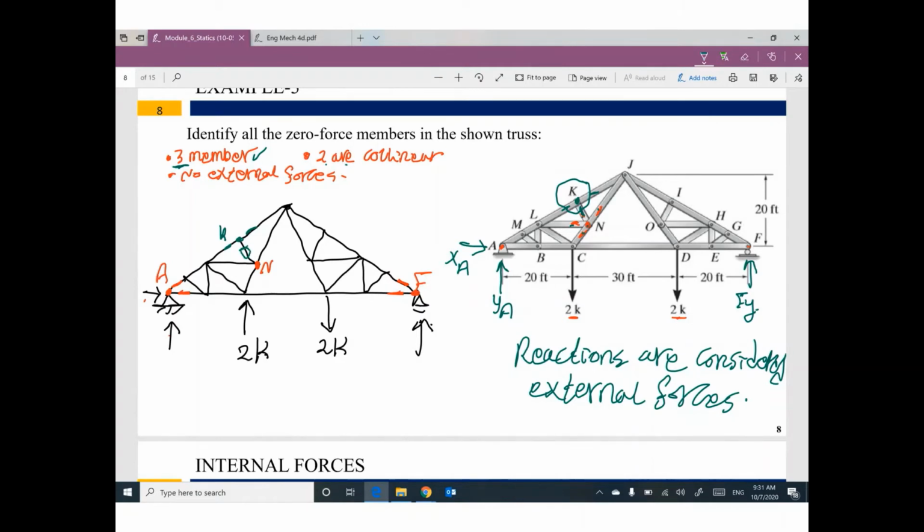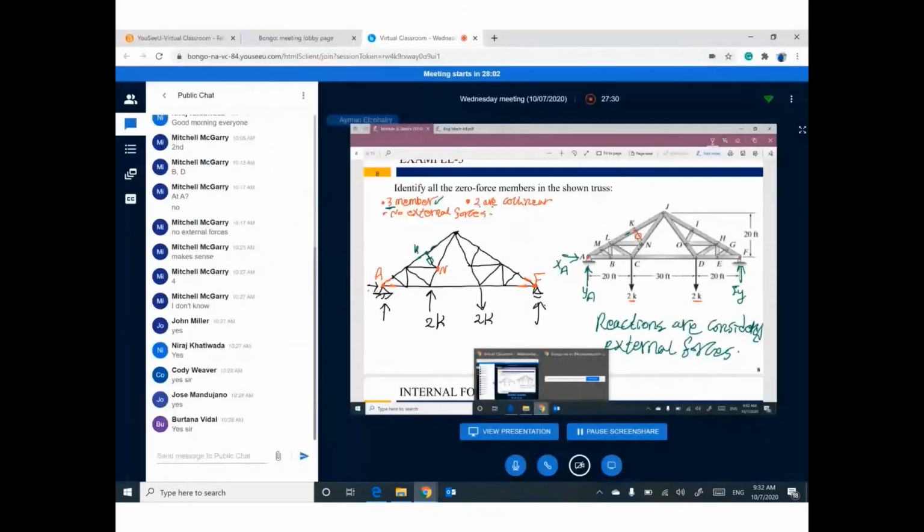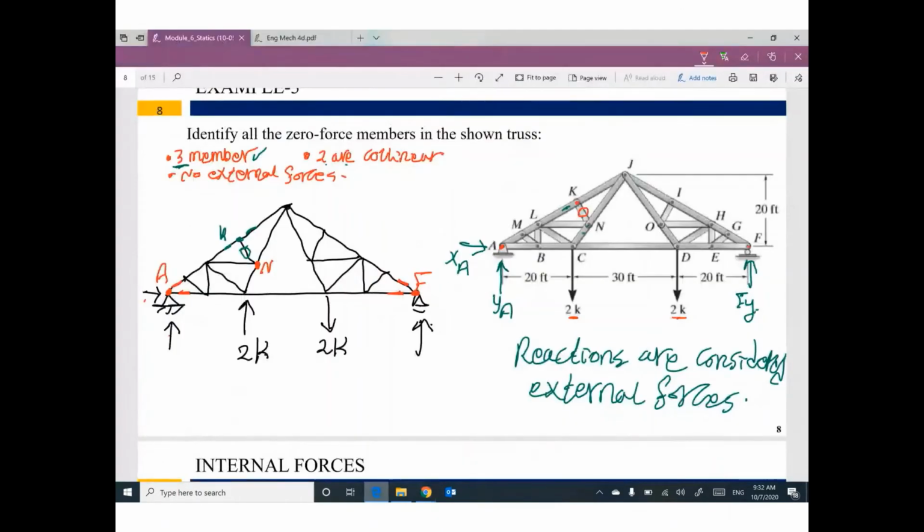So this member is 0 because of joint K. Once your member is 0, go ahead and delete it. I deleted this member because it's 0.